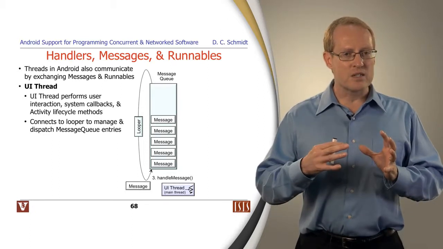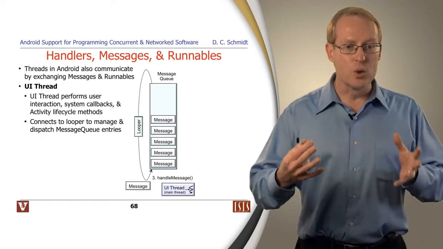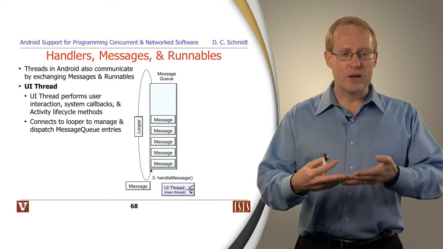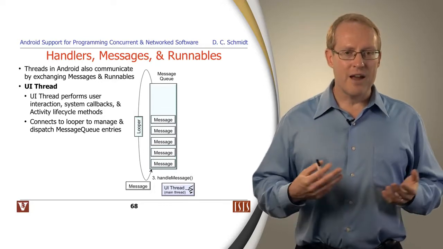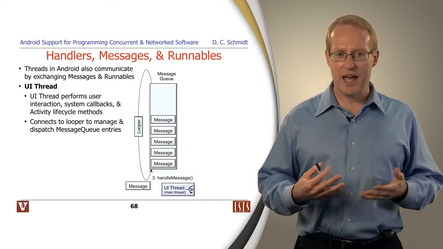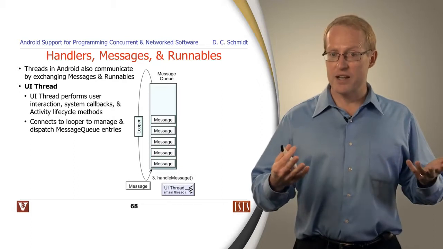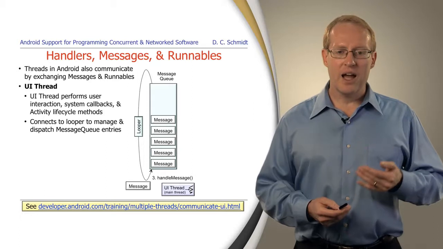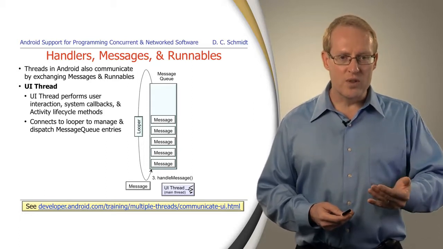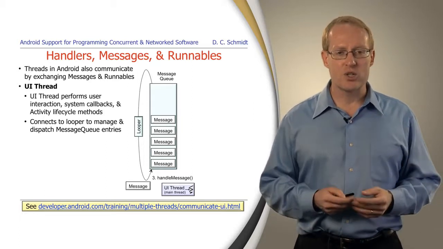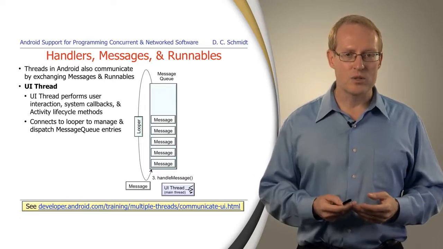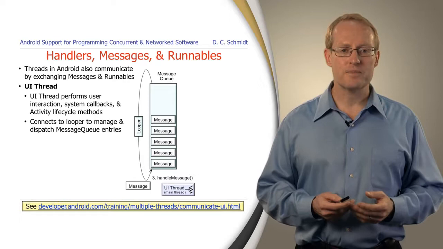And what it does is it contacts a mechanism called the looper to manage the dispatching of entries that show up in a message queue. Every looper thread in Android has a message queue, and the UI thread is a looper thread. And this message queue can then be used by other threads to communicate with the user interface thread. If you take a look at this URL, it describes the basic ideas and the idioms and patterns that are used to program this part of Android.